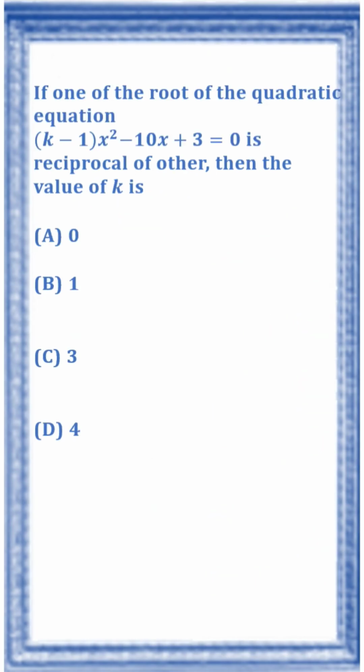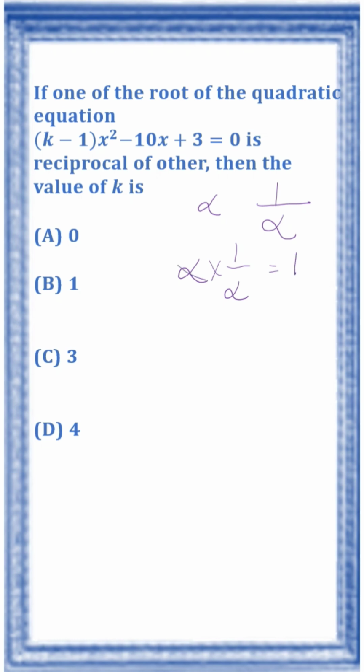A similar question to the previous one. If one root of the quadratic equation (k minus 1) into x square minus x plus 3 is equal to 0 is reciprocal of the other, then the value of k is? Here also let us use the same trick. Let one root of the equation be alpha. Then the other is the reciprocal, no? So 1 by alpha.